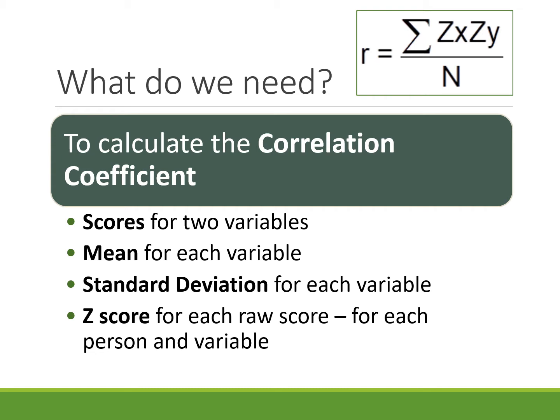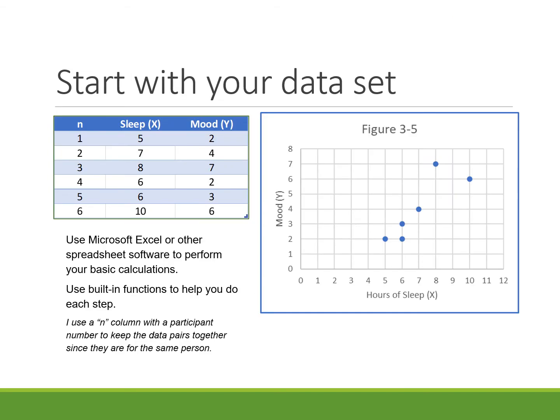To calculate the correlation coefficient, you need the scores for two variables, the mean for each variable, the standard deviation for each variable, and a z-score for each raw score, for each person and for each variable. We're going to go through this step by step. You're going to start with your data set.